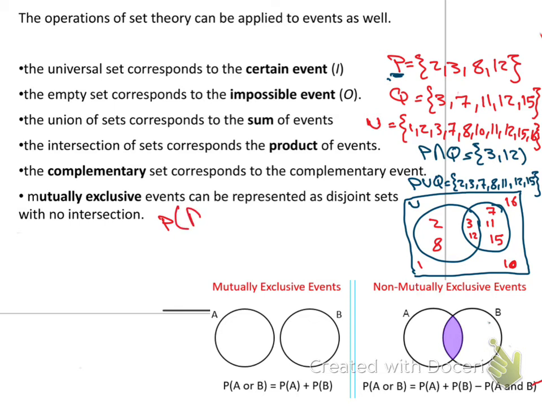Probability of P equals, I have 1, 2, 3, 4, so 4 over 10, which is 0.4. Probability of Q equals 1, 2, 3, 4, 5 over 10, which is 5 over 10.